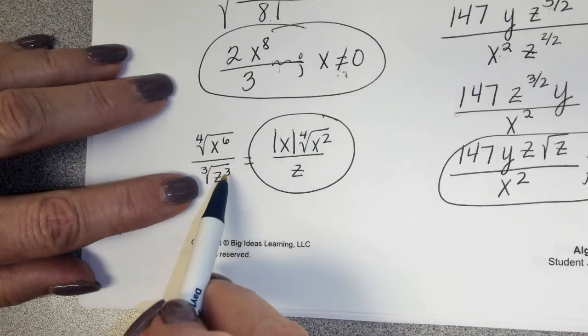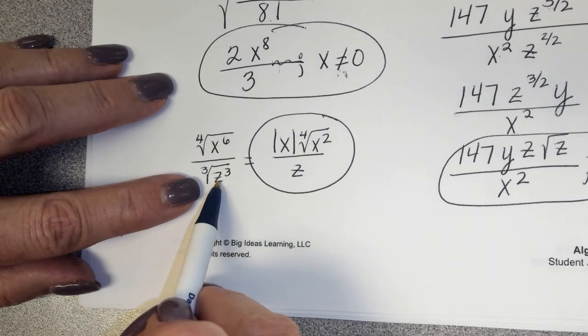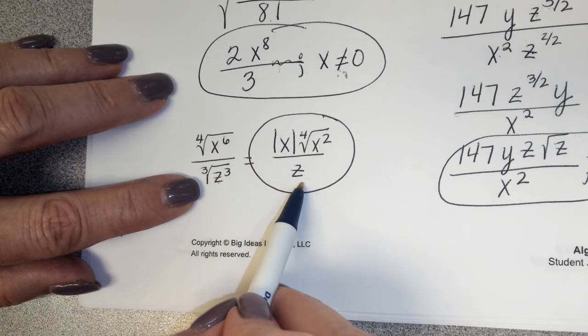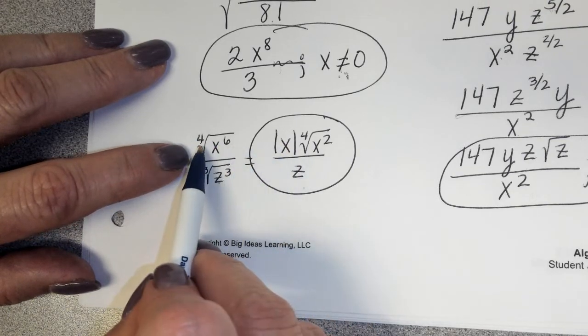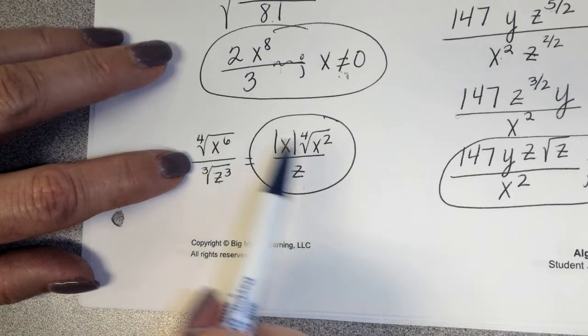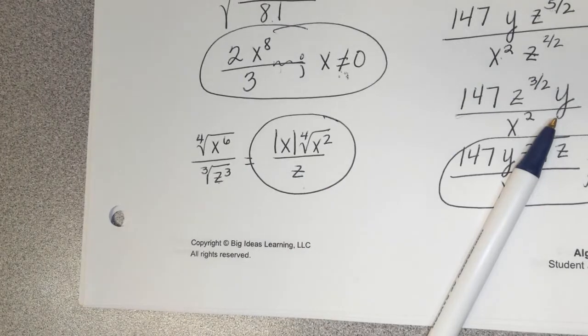I do not need to make a restriction. Z can't be 0 at the beginning, 0 can't be 0 at the end, so I don't have to make any restriction. The x did need absolute value because x could have been negative here. And that's it.